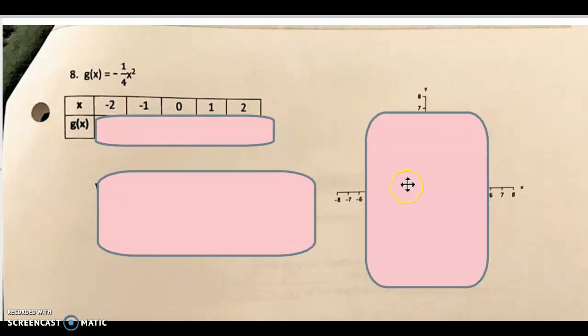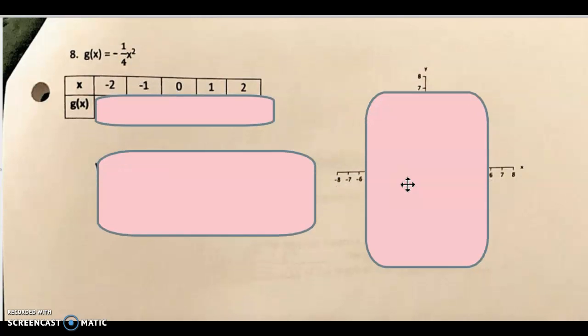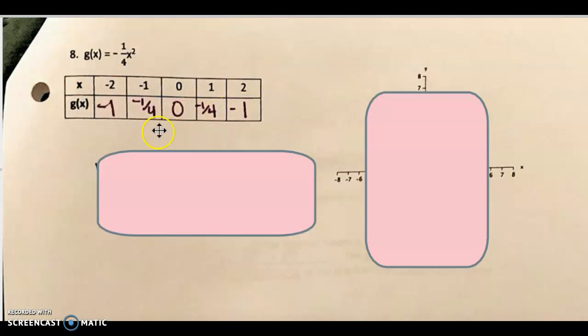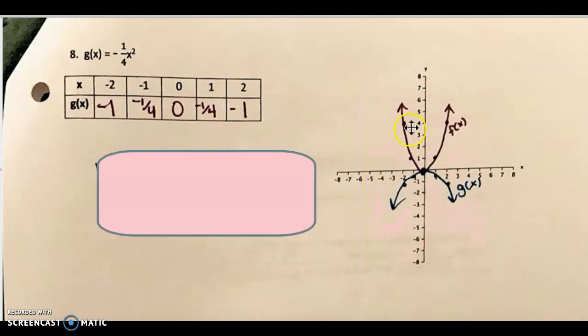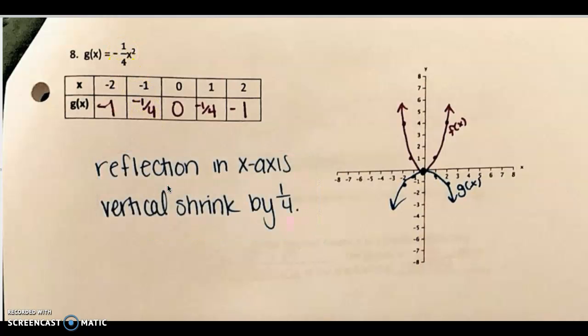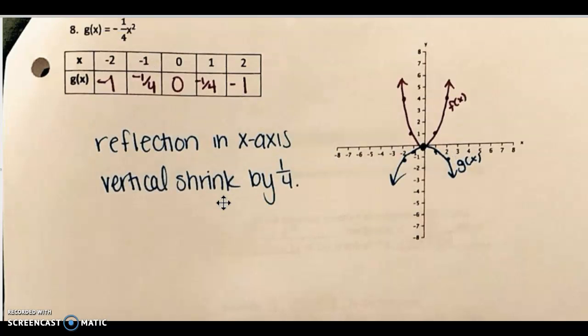Almost finished. Last one. This page looks a little different than the others. All right. Negative 1/4 x squared. So we're going to plot these points, plug those in. Then if we plot those points, our f of x is still the same. G of x looks like this. And from this, we can say that it's a reflection. That's what the negative means. And it's between 0 and 1, so a vertical shrink by 1/4. Okay, so not too bad.